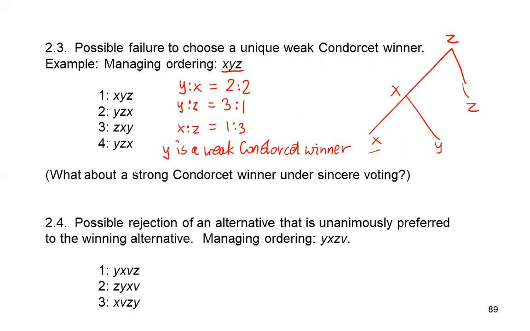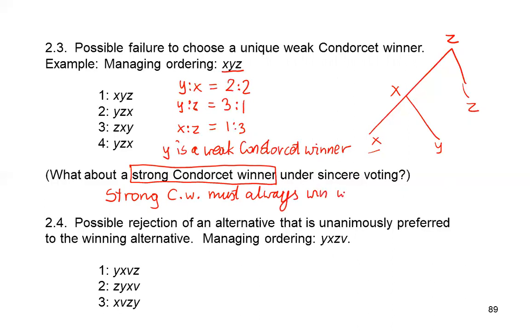Now what if we have a strong Condorcet winner under sincere voting? Is it possible for a strong Condorcet winner to lose? And the answer is very simple. A strong Condorcet winner must always win with sincere voting.